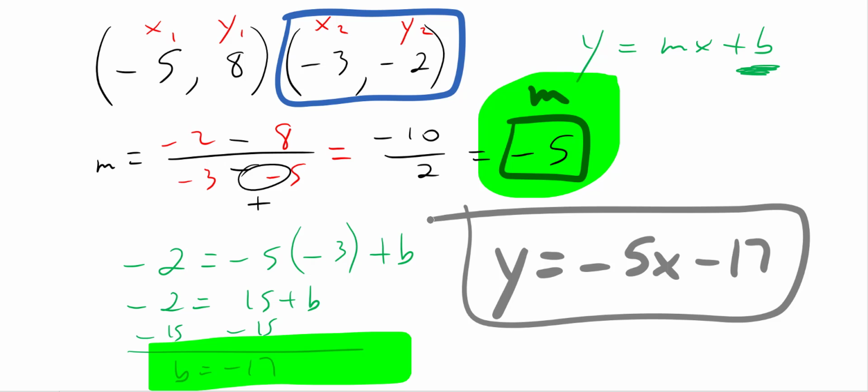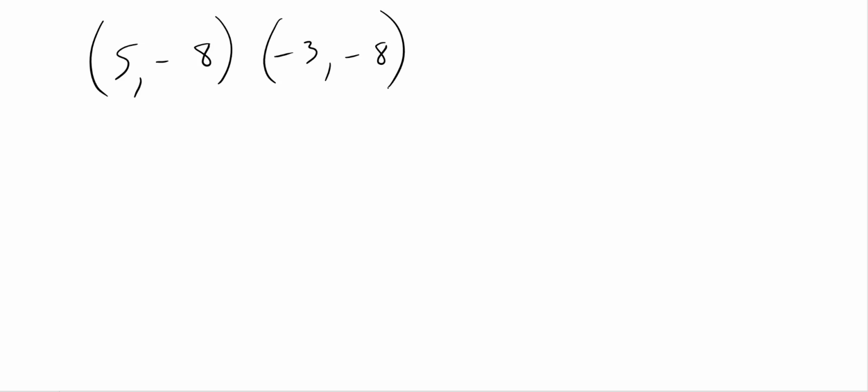Now, there's two special cases here. And let's talk about what the special cases are. Let's actually do a problem like that. So if I said 5, negative 8, and negative 3, comma, negative 8. And so you're going to do everything the same. So you're going to see why it's a special case in a second. The first thing I'm going to do is I'm going to find the slope.